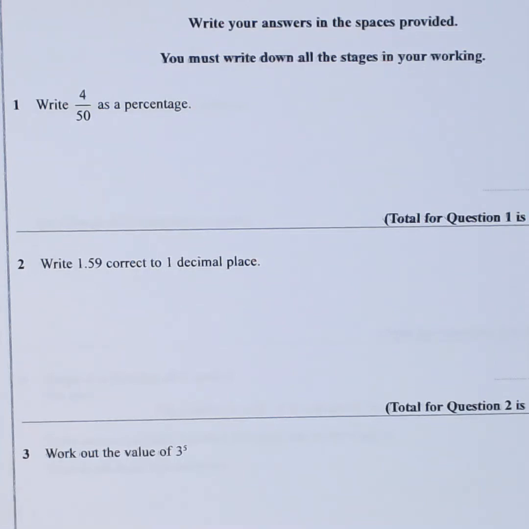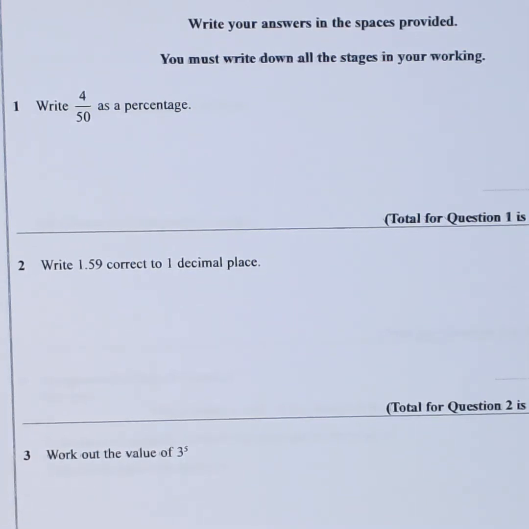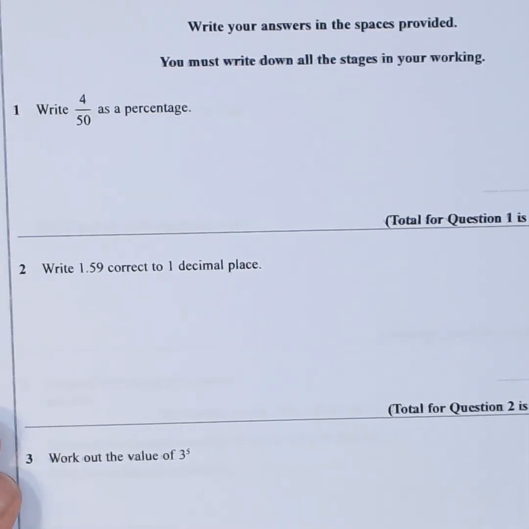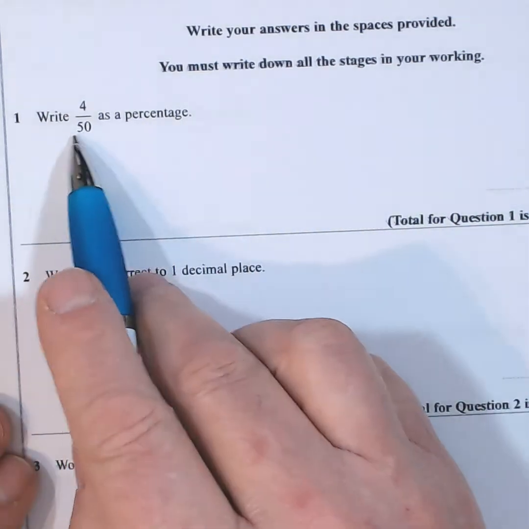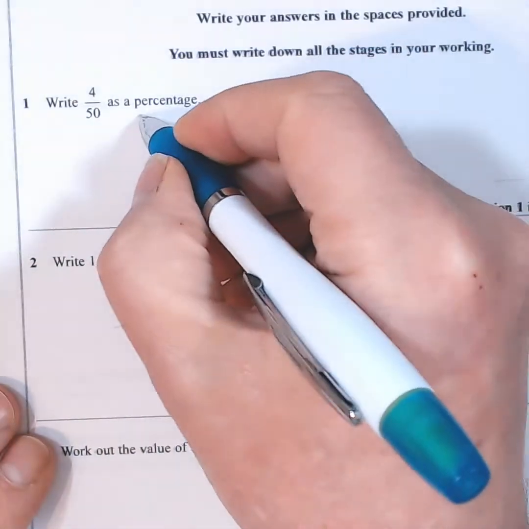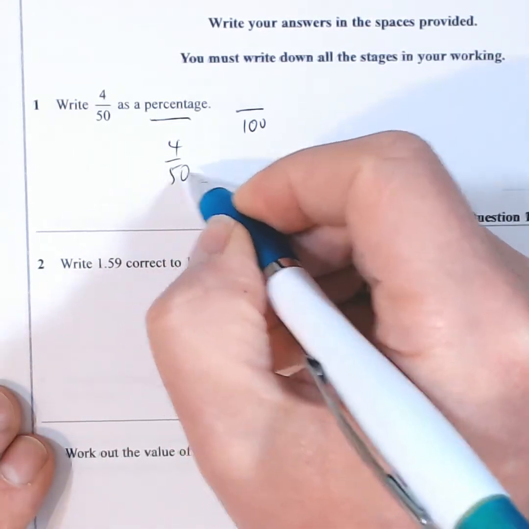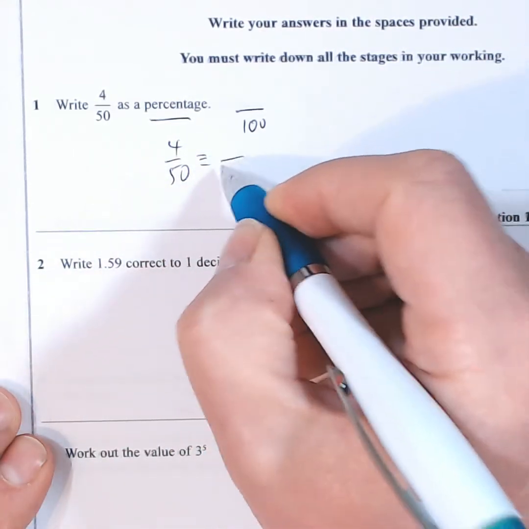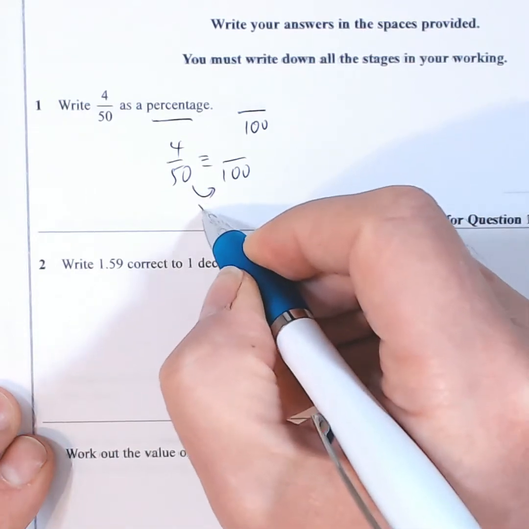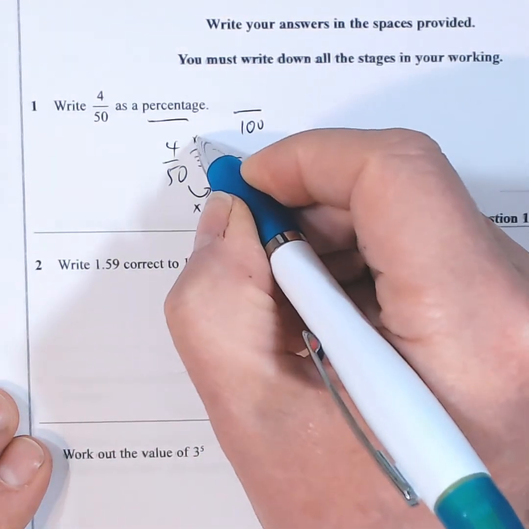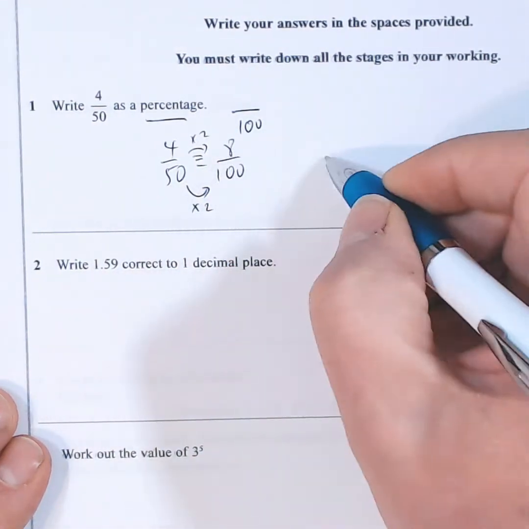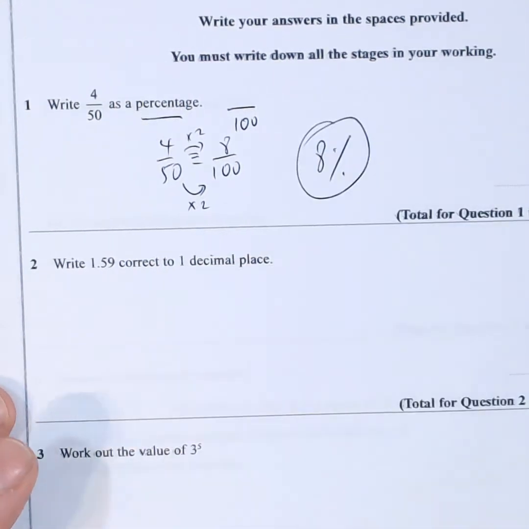Okay guys, so this is a run through of the June 2018 paper 2F from Pearson exam board. Okay, so we've got here a question that says write this as a percentage, so we should recognise that percentage means out of 100, so we've got 4/50ths is equivalent to something out of 100, so we times by 2, 8, so the answer is going to be 8%.